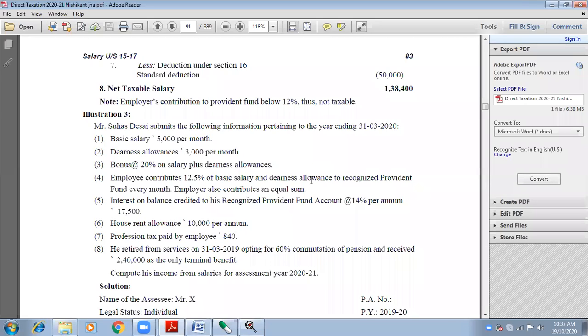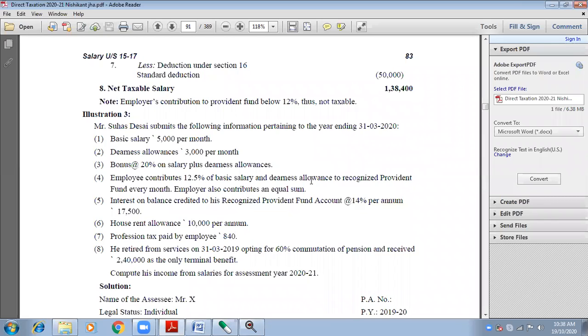If it is per month, then you have to convert and write down into 12. Okay, it is per annum already available as it is. Next, professional tax paid by employee. This amount we will deduct. It is not added. It is only added when employer pays.